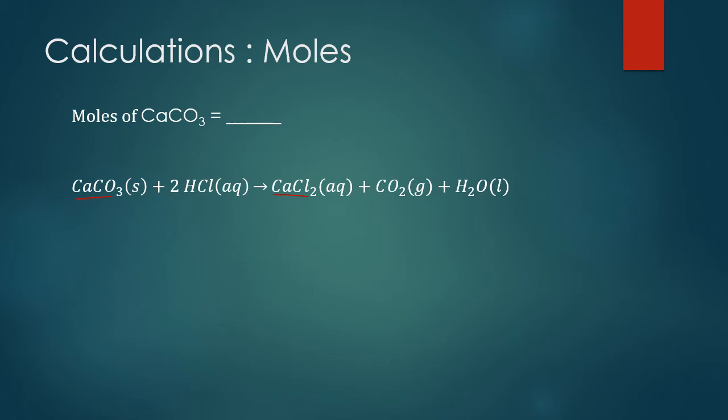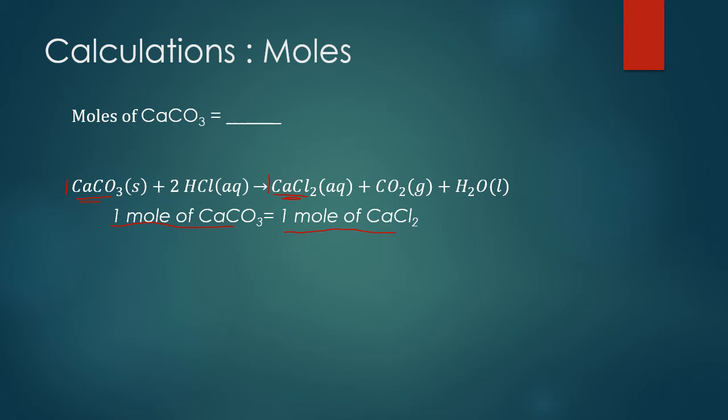Calcium chloride over on the product side doesn't have a number in front of it, so that means it's just a coefficient of 1. For calcium carbonate on the reactant side, it also has no coefficient in front of it, so that means there's just 1 calcium carbonate. So what this tells me is they're equal to each other. It's a 1-to-1 ratio. So 1 mole of calcium carbonate is going to make 1 mole of calcium chloride.